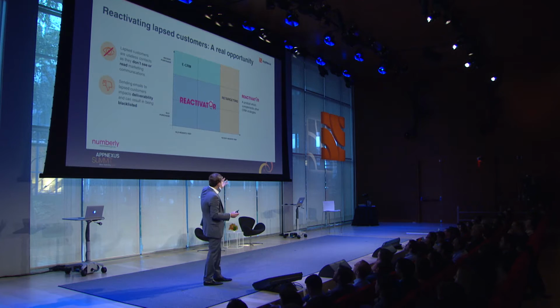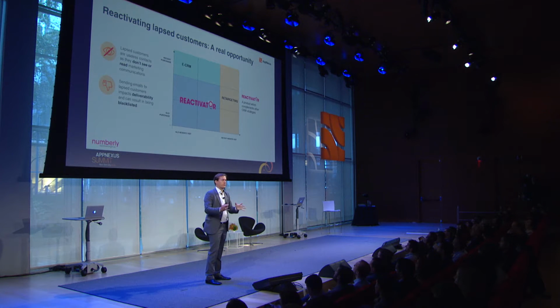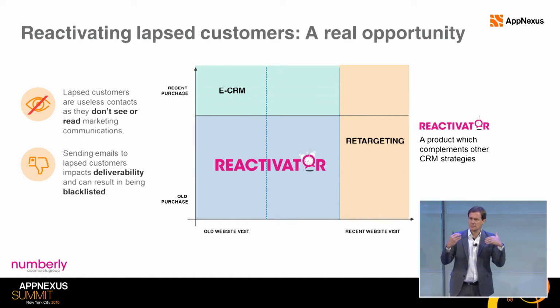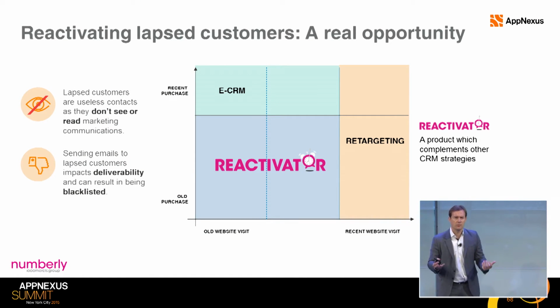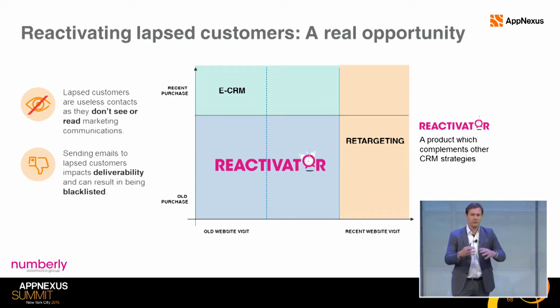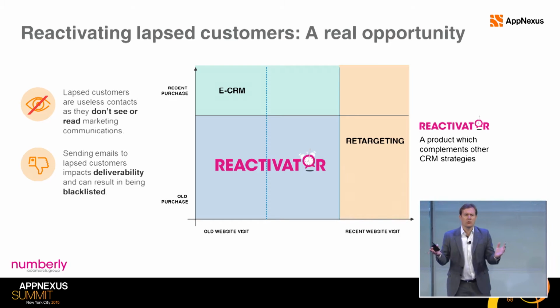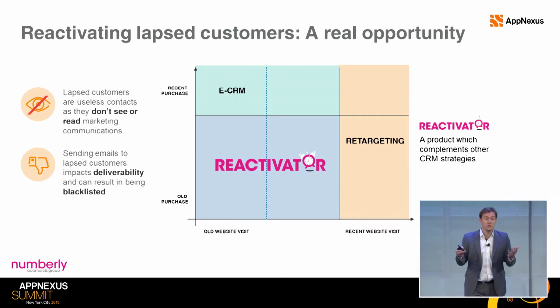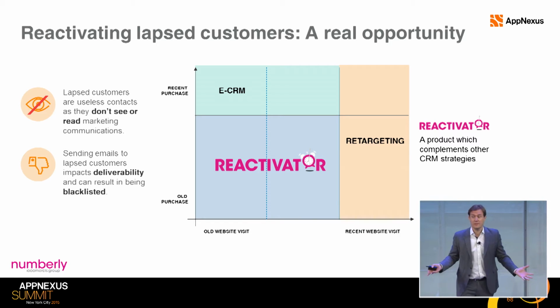You've got retargeting, which is great at converting the recent visitors. You've got digital CRM, which is great at increasing the lifetime value of recent buyers. And then you've got a black hole. You've got a black hole of people that are no longer addressed by marketers just because they don't know what to do with them. What do you do with an inactive?